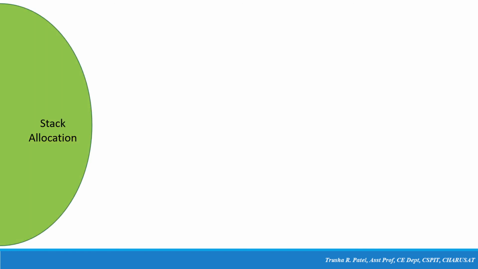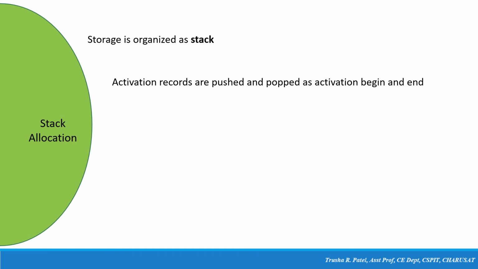Now the second is the stack allocation. Now the storage is organized as a stack. Activation records are pushed and popped as activations begin and end. So once P1 is in execution, the activation record of P1 will be pushed inside the stack, and once the execution of P1 is done, the activation record of P1 will be popped out from the stack.